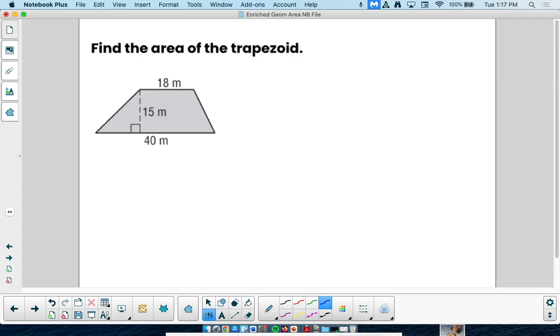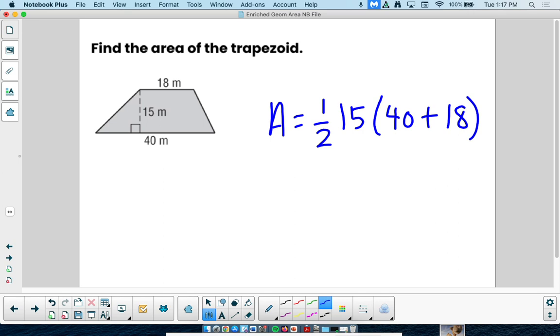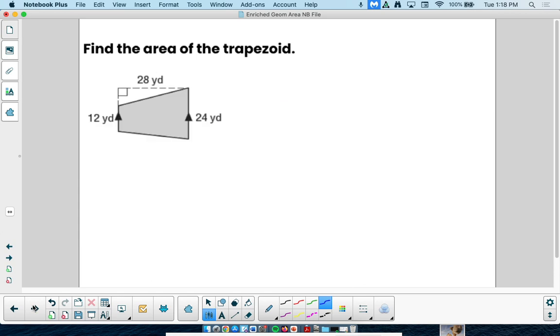So if we just plug into this first one here, what is our height? 15. What's one of our bases? 40. What's our other one? The order of those doesn't matter. And honestly, after you do this, just type it in. So I just put 0.5 for a half times 15, parentheses, 40 plus 18. Should be 435. Isn't that amazing? Calculator's a tool. Use it. It's more efficient. And then we do have a unit, meters squared.